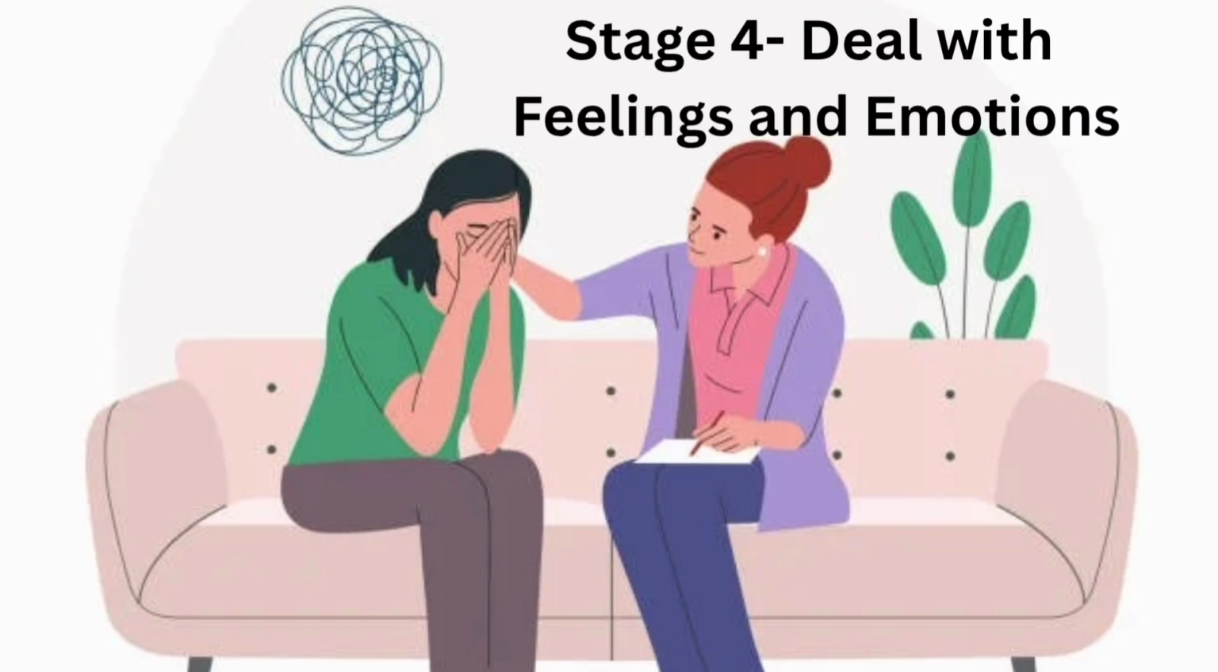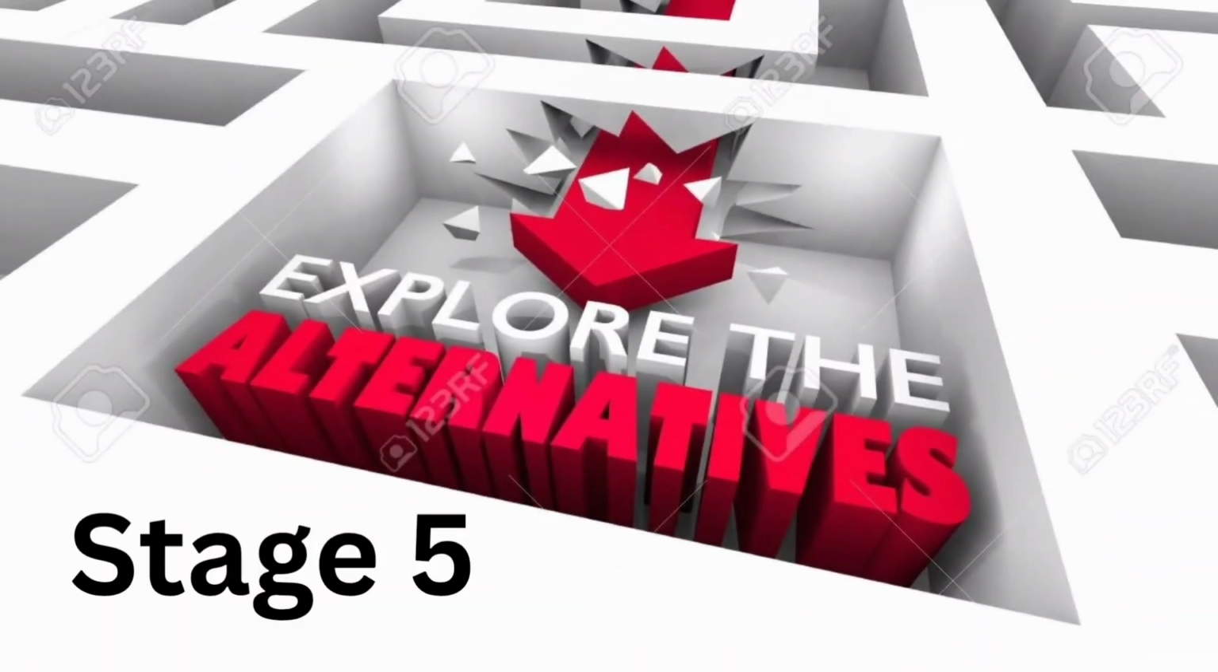Okay, next we move on to the fourth stage, which is deal with feelings and emotions. Help the person express feelings safely instead of bottling them inside. The nurse should encourage them to express their feelings and validate their emotions, reducing the guilt, shame or fear. Next, the fifth stage is explore alternatives.